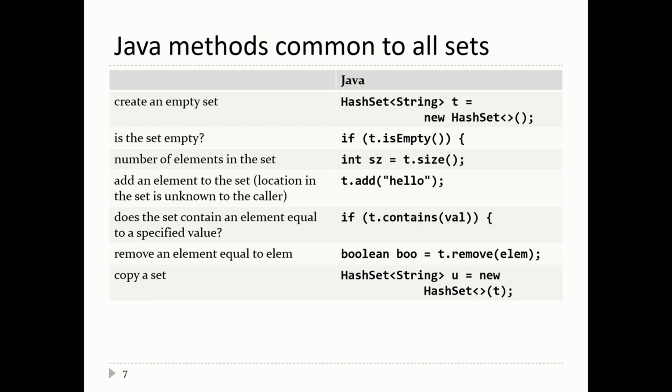You can ask a set, does it contain some value? And contains uses equals. So it takes that value and compares it to the appropriate elements in the set and tests, are they equal? You can remove an element from the set. So if elem is an element of T, then it removes elem from T. If it's not, then it just returns false. And you can copy a set the same way that you copy a list. If I want to make a copy of a hash set T, just make a new hash set and pass in the set that you want to copy. And away you go.